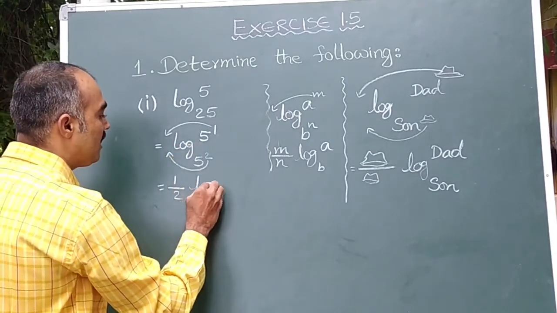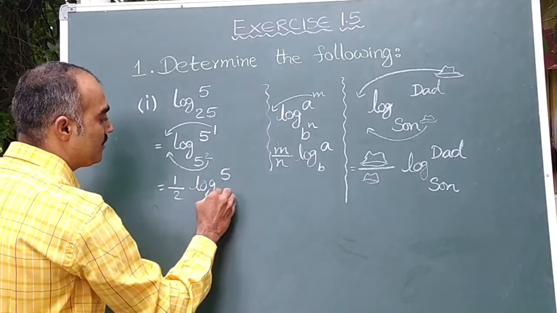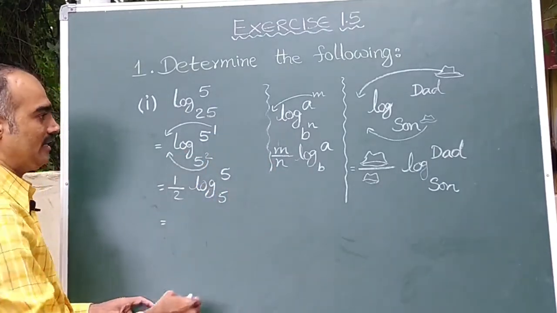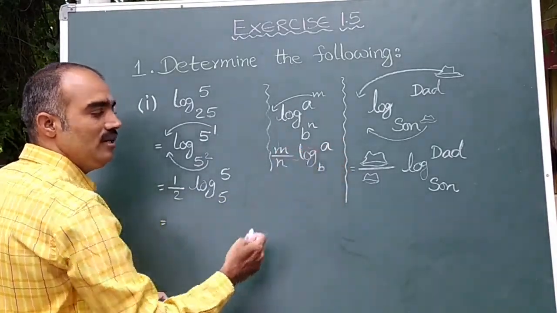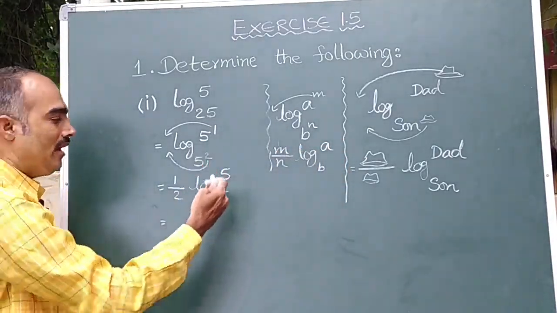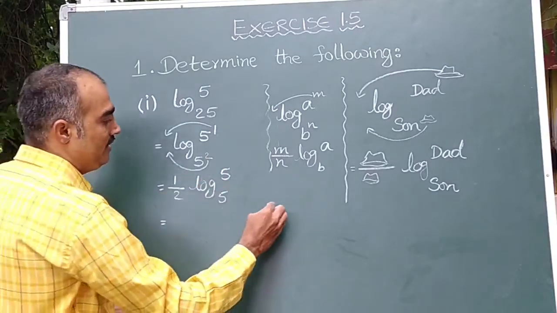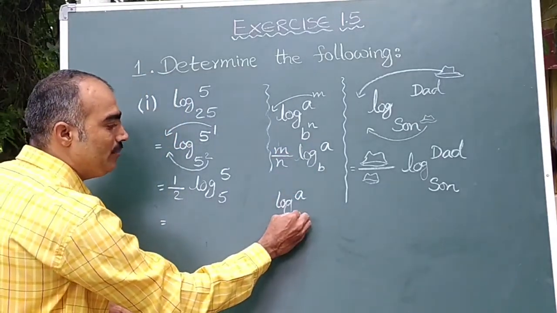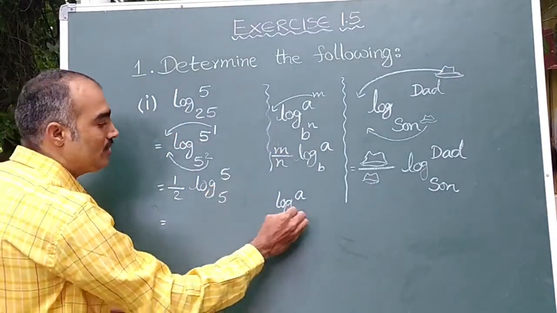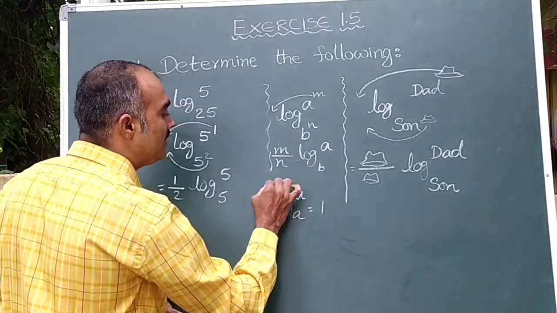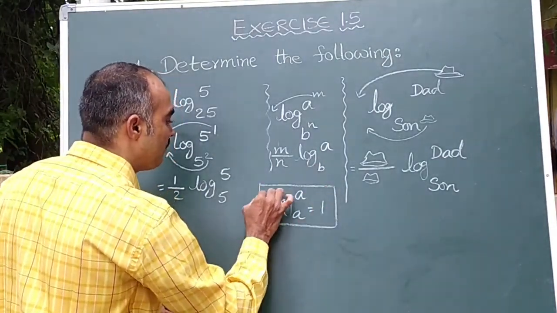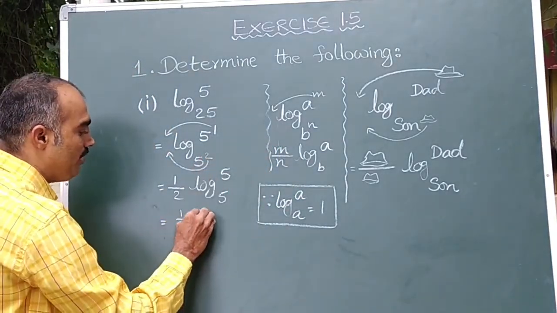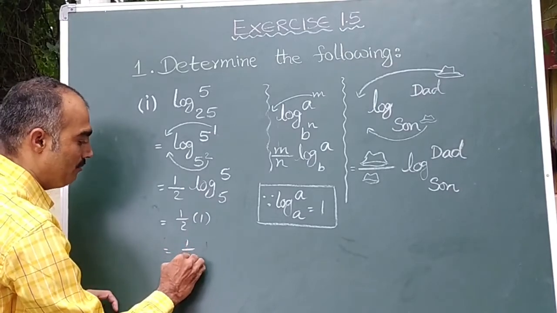Now the leftover values are log dad means 5, son 5, right. In logarithm one more case is also there. Here the dad value is different and the son value different, but here both are equal. When both are equal, it is 1. So when it is log a, we should not take base b. Why? Because here both are the same. So log a base a is 1. Based on this formula, we can write this value as 1. So it is 1 by 2 into 1, finally 1 by 2.